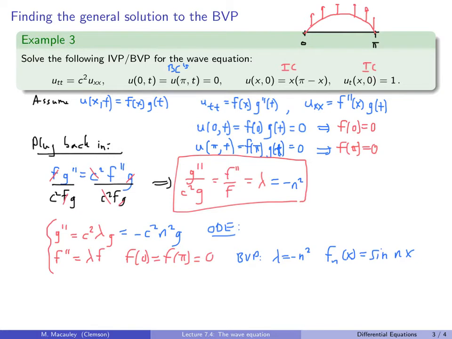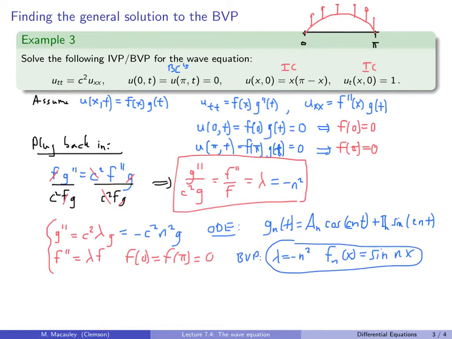So g_n of t equals. Now I should probably use a and b here because I could have sines or cosines, so I have a general solution. Let me say a_n times cosine of c n t plus b_n times sine of c n t. Okay, so that's our solution for f, and this is our solution for g.